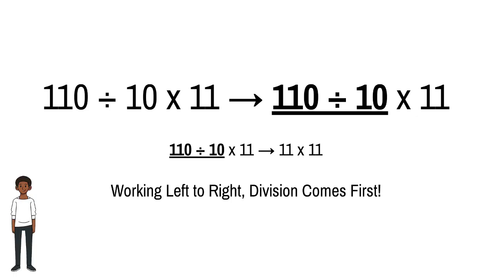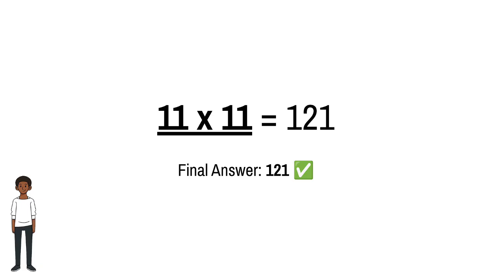This leaves us with 11 times 11. Step 3. Execute the remaining multiplication. 11 times 11 equals 121. So according to standard modern algebraic standards, the correct final answer is 121.